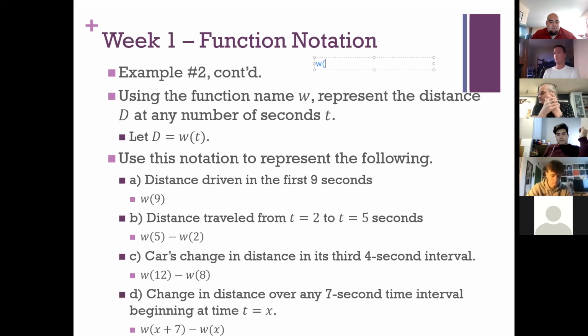Another one I saw was this. This one is close, but it's not quite what I was asking for. What would this here in the blue give me? It's similar in the sense that it is a 7-second time interval, but this one begins at X minus 7 instead of beginning at X. So I am getting a change in distance over a 7-second span, but I would argue that this is the interval that ends at time equals X, and not the one that begins at time equals X.